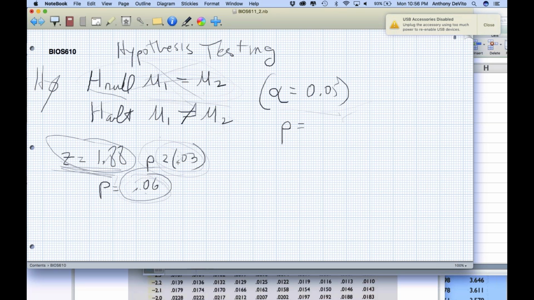Every semester somebody asks me, well, what if it's exactly 5%? Well, I think in most cases you would just reject the null hypothesis. You'd be so happy that you got that close, you'd reject this null hypothesis.